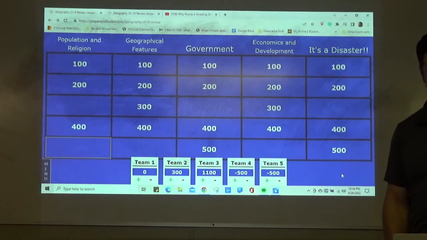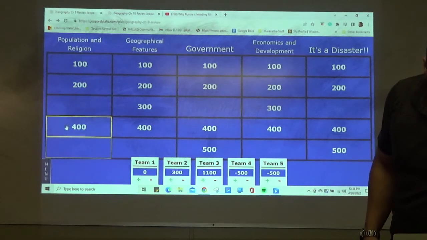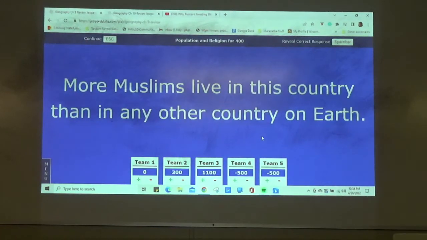Population and religion 400. Okay? More Muslims live in this country than in any country on earth. Malaysia.